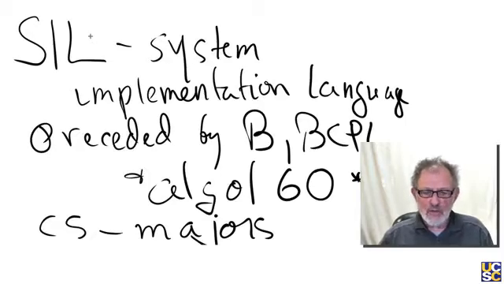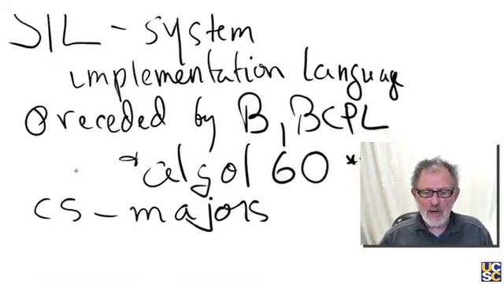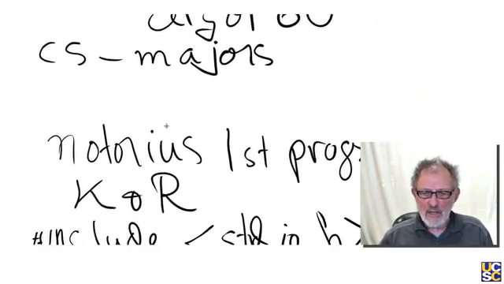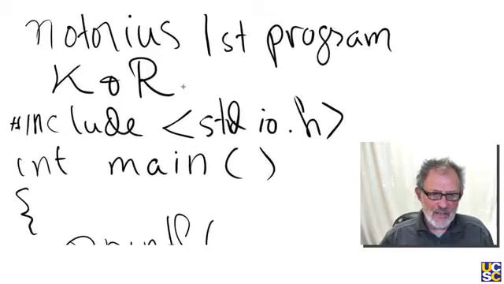ALGOL 60 was a language codified by an international group of computer scientists in 1960, right at the beginning of computer science. If you're interested in majoring in computer science or are a computer scientist, I highly recommend that you go back and look at ALGOL 60. Many of the concepts that we still are heavily using started with ALGOL 60.